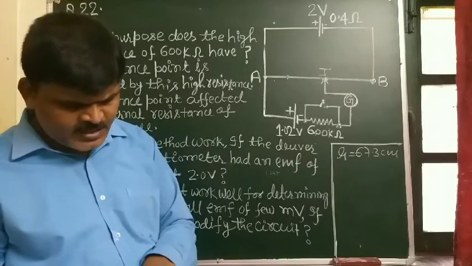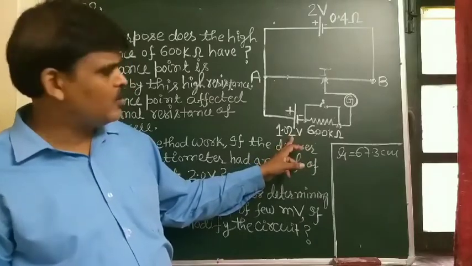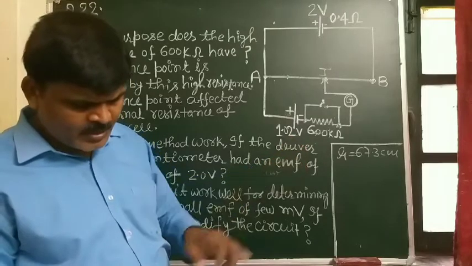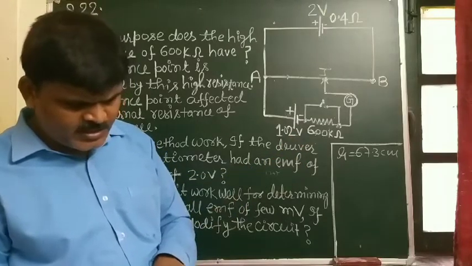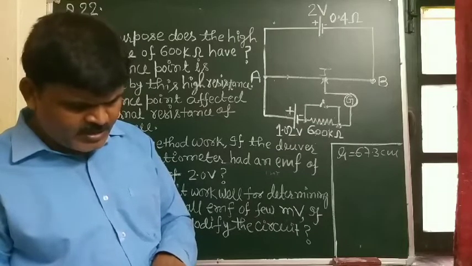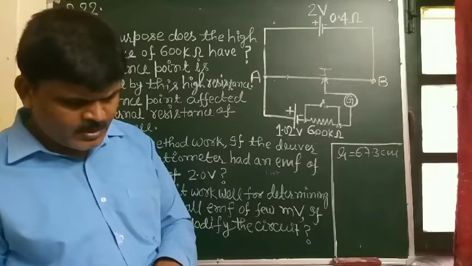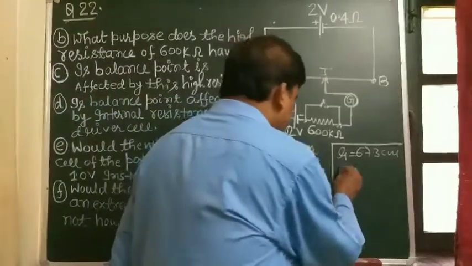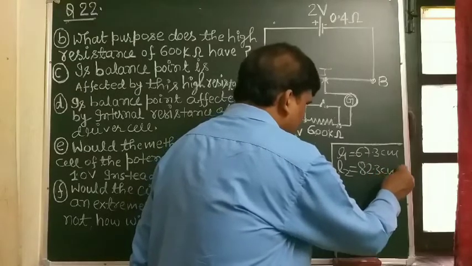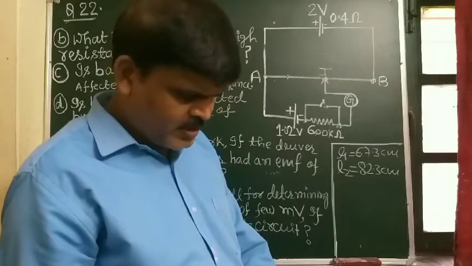The standard cell is then replaced by a cell of unknown EMF E, and the balance point found similarly turns out to be at 82.3 centimeter length of the wire. So in the second case, the balancing length comes out to be 82.3 centimeter.